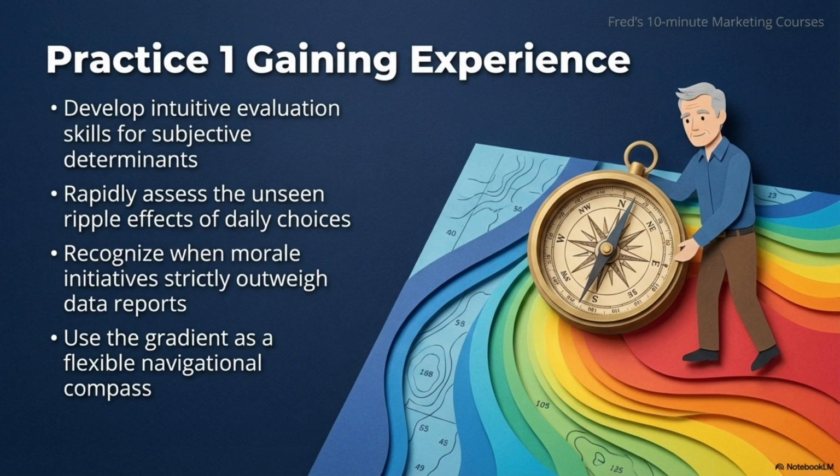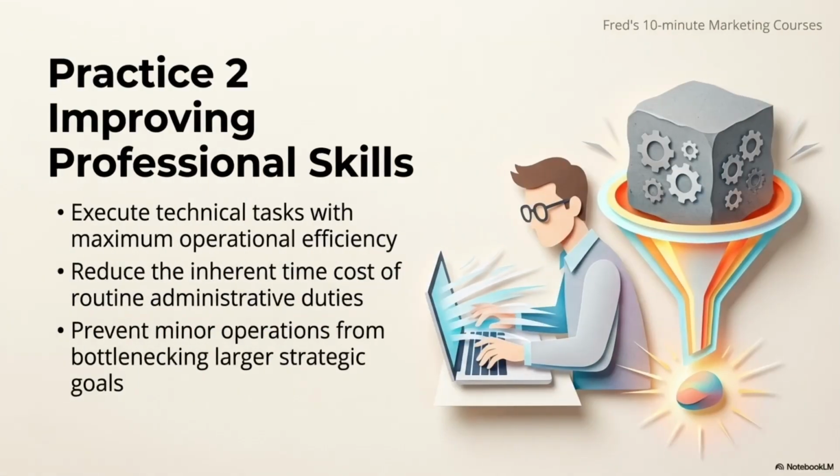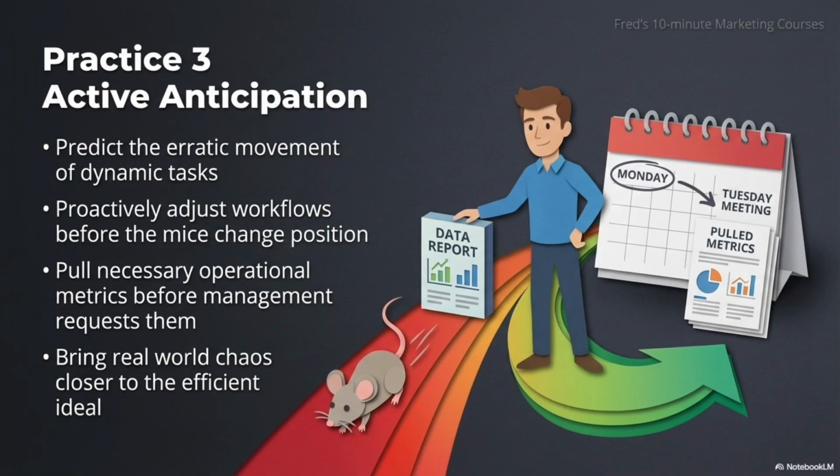And you improve your ability to navigate that gradient through 3 key practices. First, by gaining experience. The longer you work in marketing, the faster you can assess those subjective determinants and intuitively evaluate the unseen ripple effects of your choices. You learn when the team lunch is actually more important than the data report. Exactly. Second, by constantly improving your professional skills. If you can execute a technical task faster, you fundamentally reduce its time cost and prevent it from bottlenecking your larger projects. So getting really good at Excel isn't just about spreadsheets. It's about reducing the cost of quadrant 3 tasks so they don't consume your quadrant 1 time.